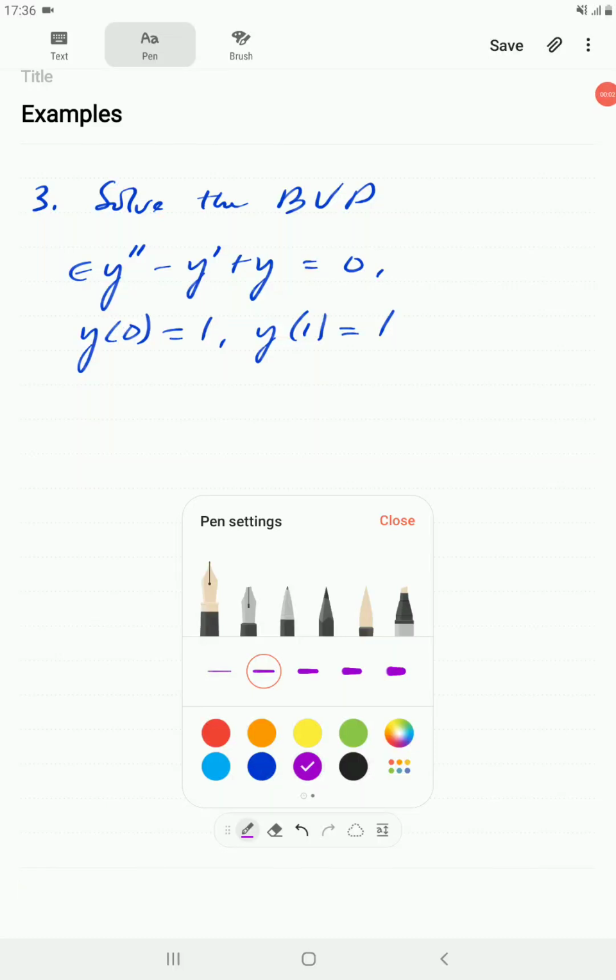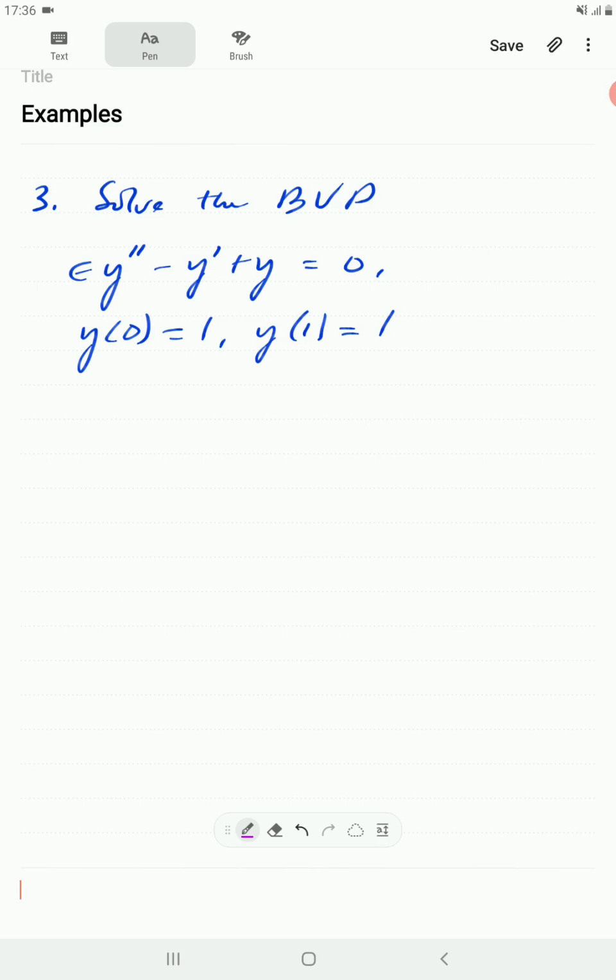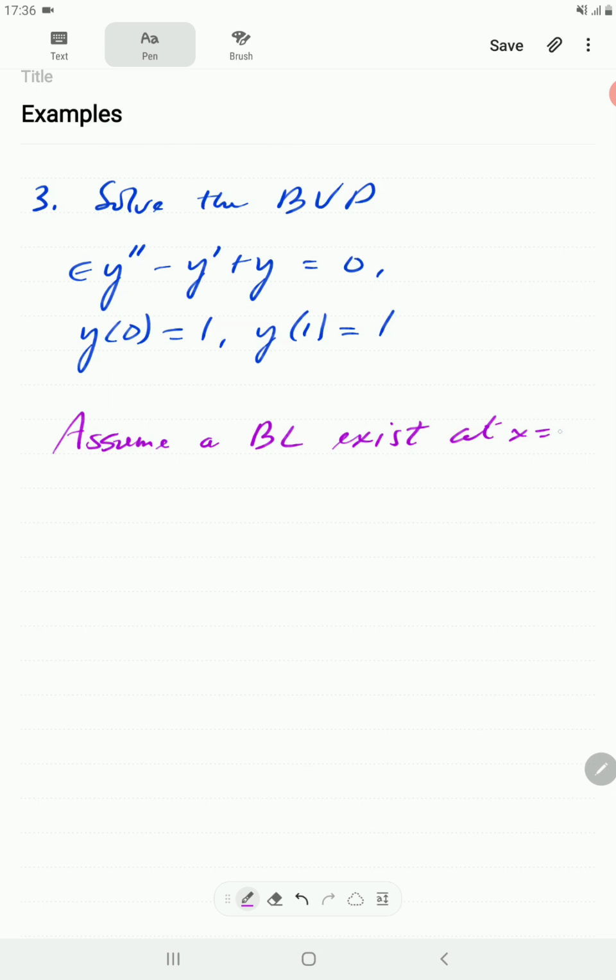Okay, in this video, I'm going to look at this example here, where we've got this boundary value problem governed by this ODE subject to these two conditions. Of course, epsilon is a small parameter. The first thing I want to do here is we're going to assume that a boundary layer exists at x equals 0 as before.